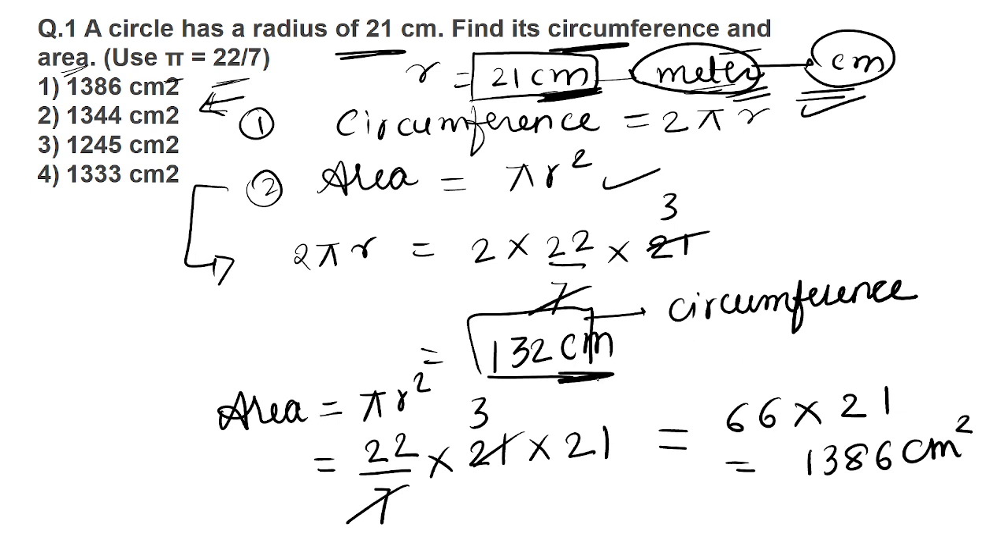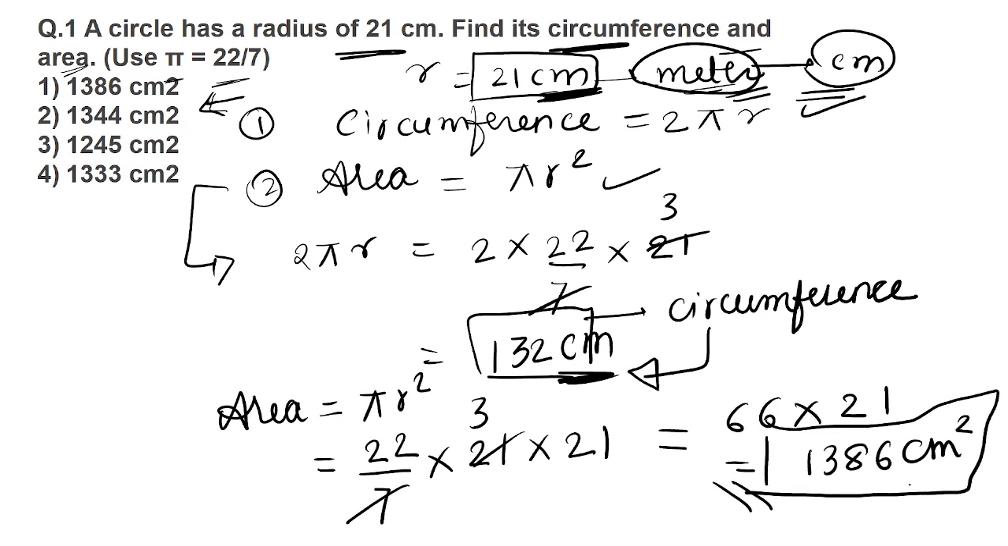Now look here. The value of circumference will always come in centimeter, okay, or in meter. But the value of your area will come in centimeter square. Okay, it will come in square, centimeter square, unit square. And the value of your circumference will simply come in unit. But the value of your area will come in unit square. So remember this fact.